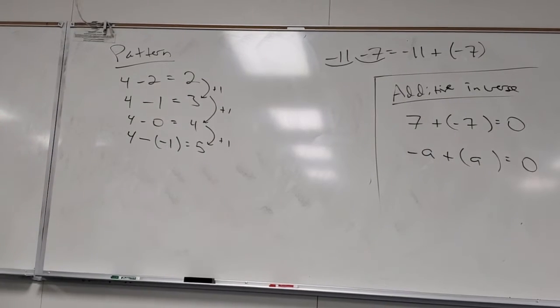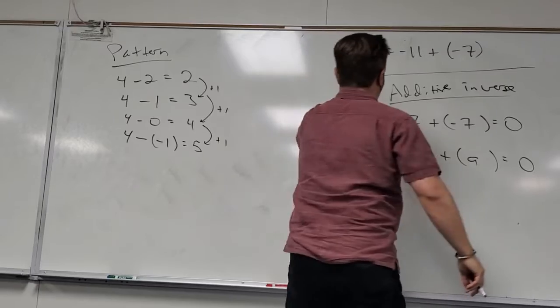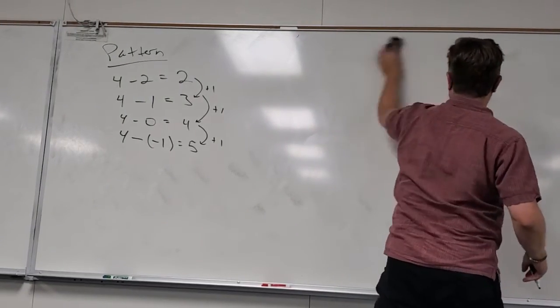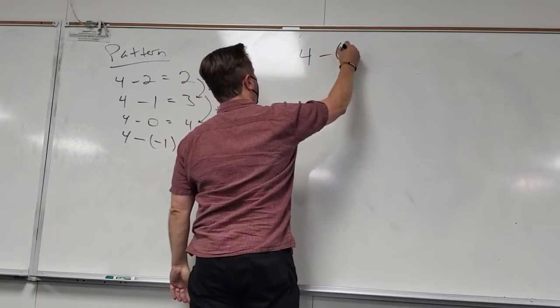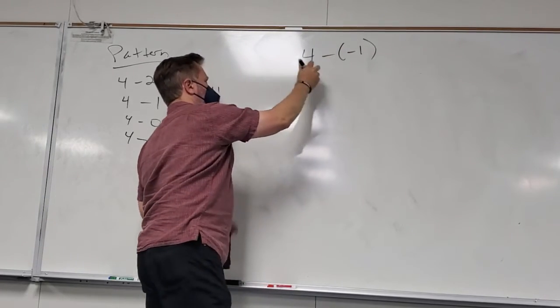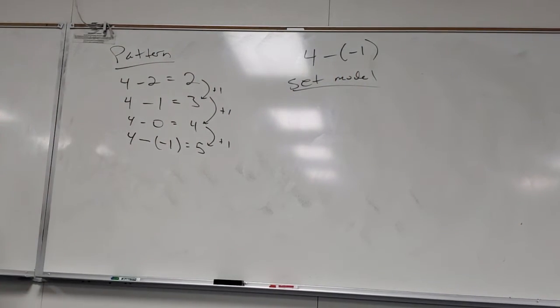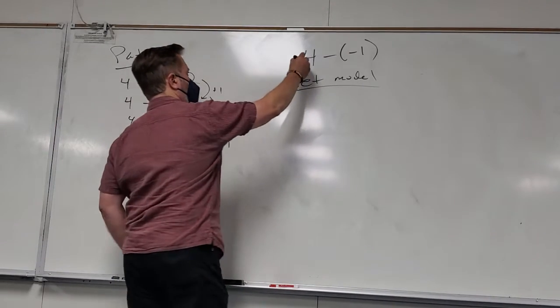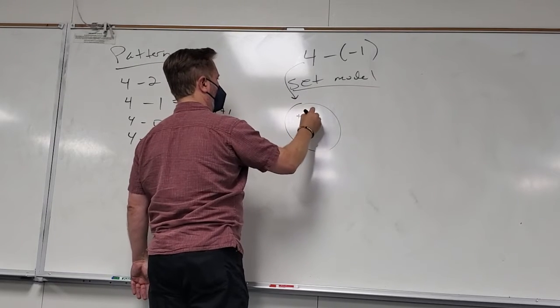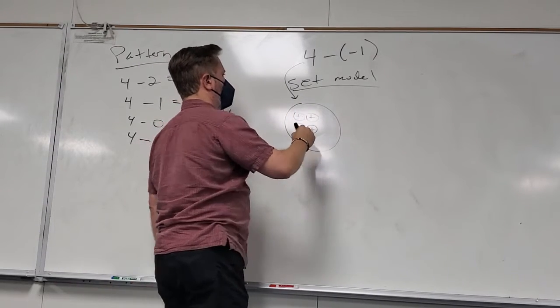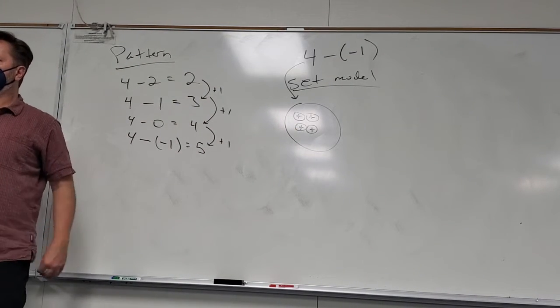So, how would I represent 4 minus negative 1 in set model format? That'd be like, say, start with 4, right? 4 plus signs. All right. Now, I want to take negative 1 away.